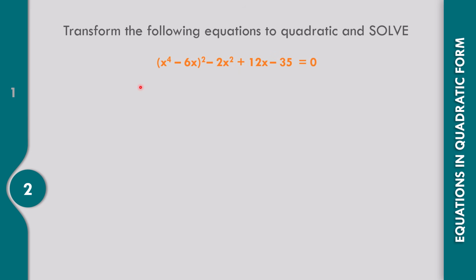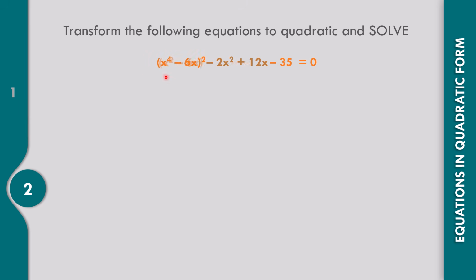How about this equation: the quantity x to the fourth minus 6x squared minus 2x squared plus 12x minus 35 equals 0. Let us transform the equation to quadratic and then let us try to solve. So let us see what is common that we can see here and here so that we can simplify.